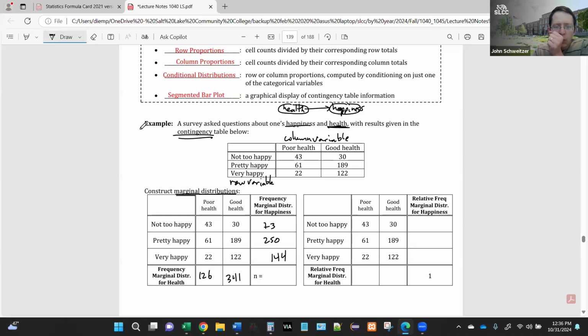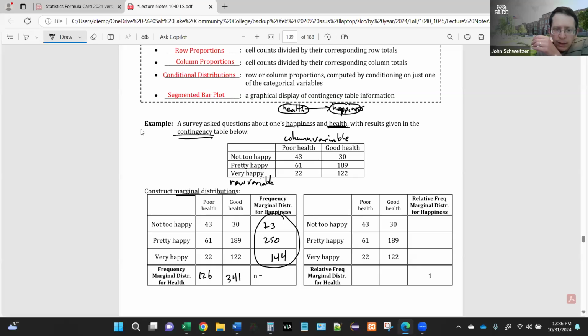So then by adding horizontally and vertically, this is what I call a univariate analysis. We're not really understanding the relationship yet between the two variables. What we're trying to do is just understand the individual variables by themselves.